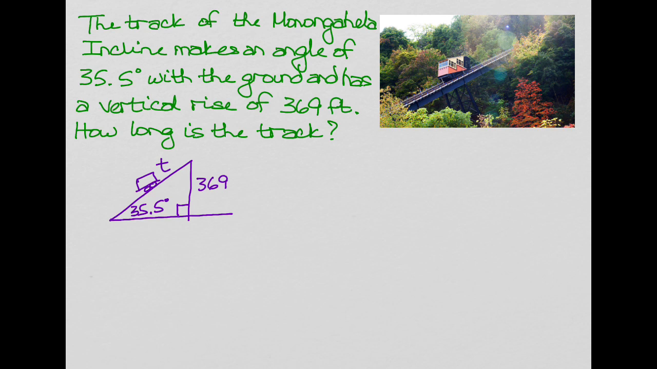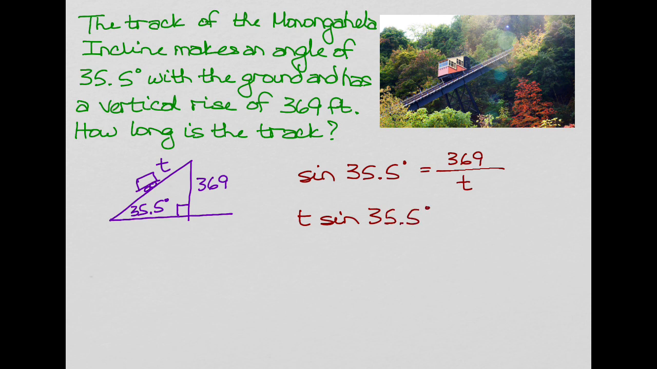So I'm going to have sine of my angle is the opposite side over the hypotenuse. That's a little equation. We can solve that. I'm going to multiply both sides by t. And it is worth taking the time to go through the whole process. Sometimes we get in a hurry and go, oh, well, I'm just going to multiply by 369, but that doesn't work on this one. So I'm multiplying by what's in the denominator.